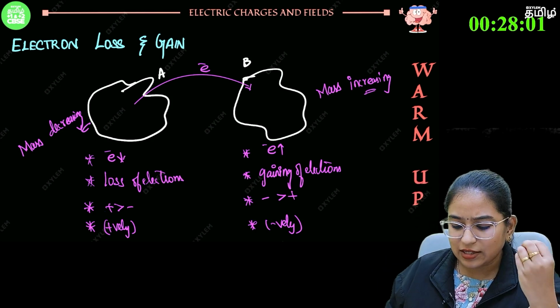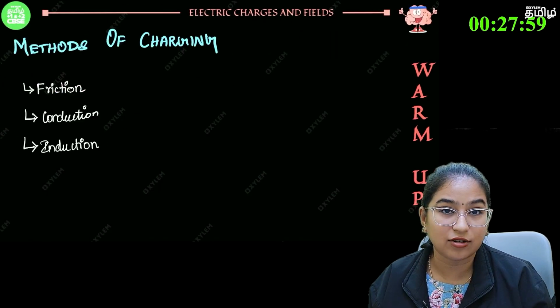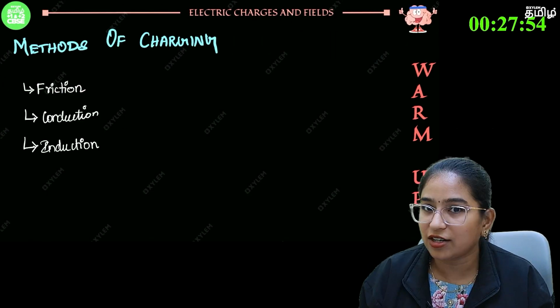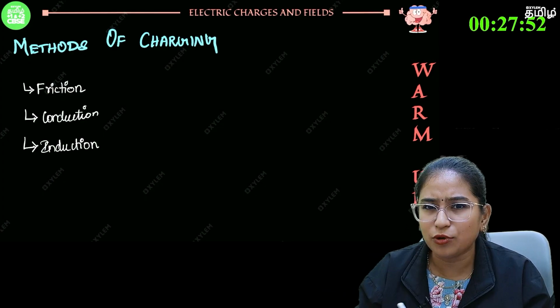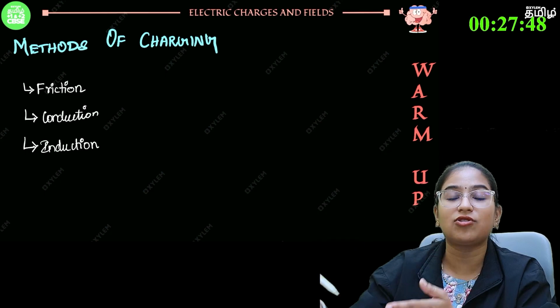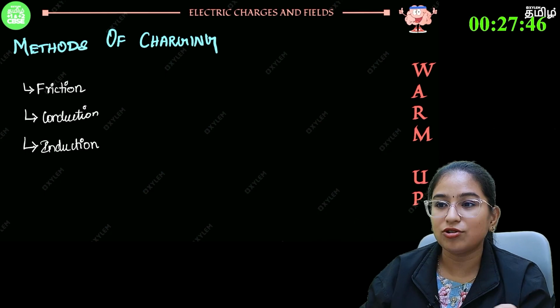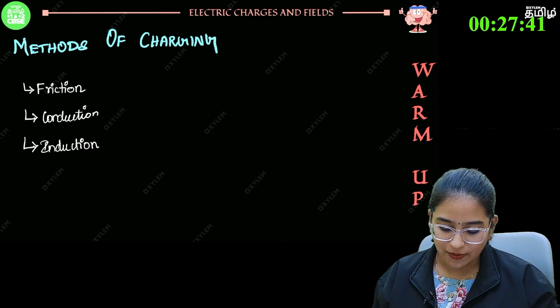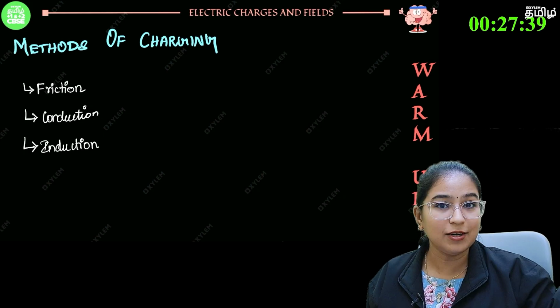For transferring such electrons, we need a method, right? We need to increase their normal energy level. We have to give some input so that the electrons, the negative charges, get excited and can transfer from one object to the other. So there are three methods for charging. The first method is friction, the second method is conduction, and the third method is induction.